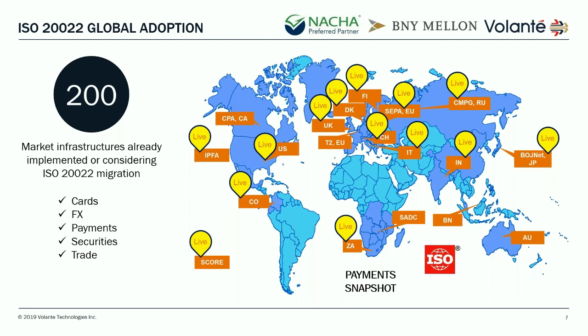They plan to transform all of their clearings, their wire and ACH equivalents, and put in a new real-time rail, all based on ISO 2022 by 2022 or 2023, 5 years basically. So, an aggressive roadmap.